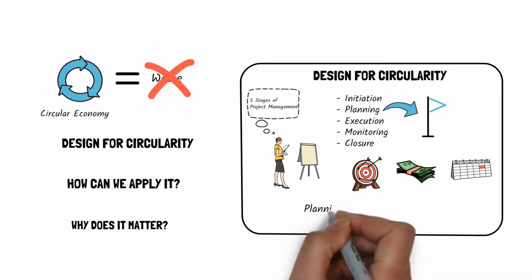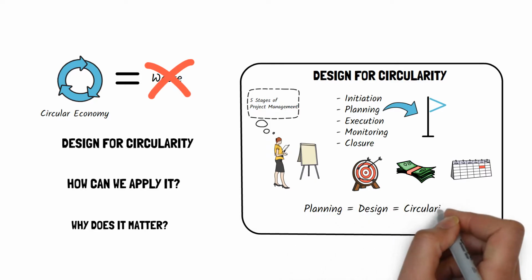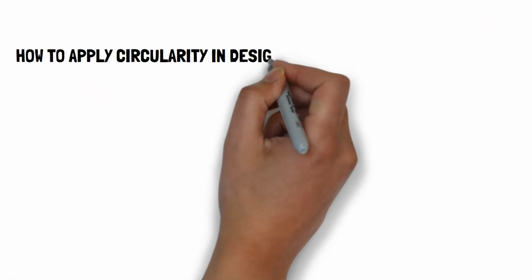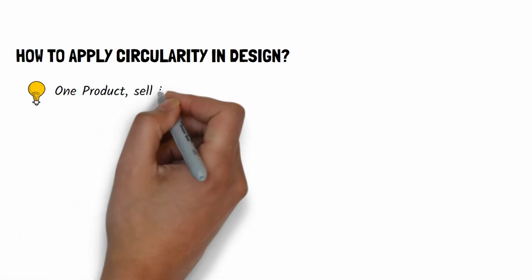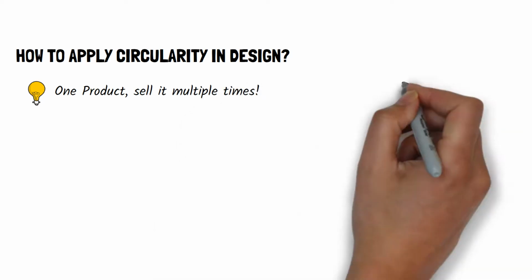During this planning phase, we put the designing stages of the product, and what is important now is to make sure the circularity is included in this design. How to apply circularity in design? Before we even talk about designing, we have to have our right mindset of one product, sell it multiple times, which is as much as it could be sold.